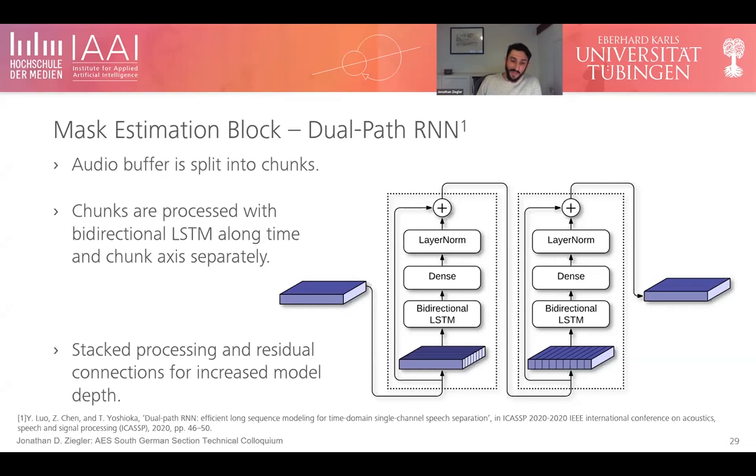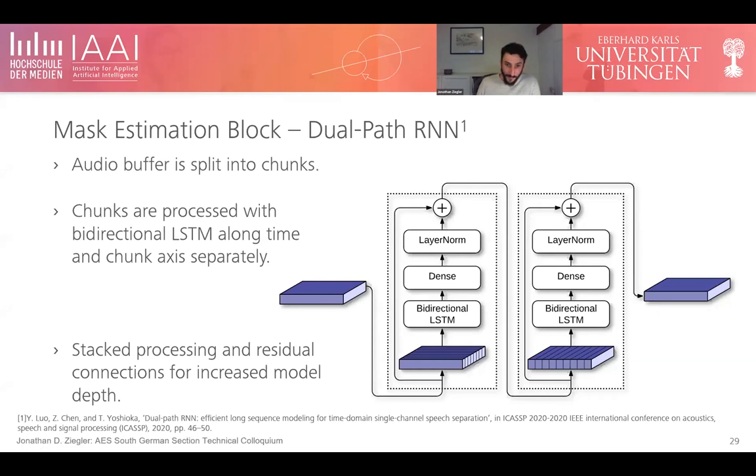The way this works is it takes our audio and chops it up and recombines it into these volumes where we have individual chunks of audio. And these are then processed by bidirectional long short-term memory networks, once along the time axis and then along the chunk axis. And we stack this processing to generate sufficient model complexity to actually model the amplitude masks that we require.